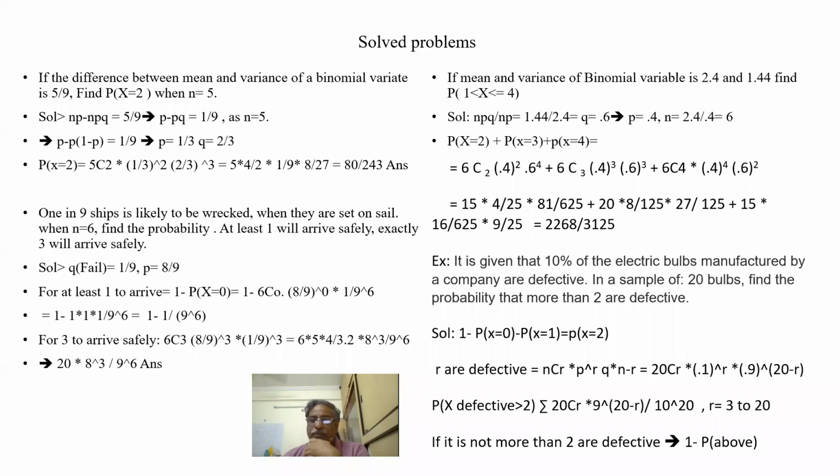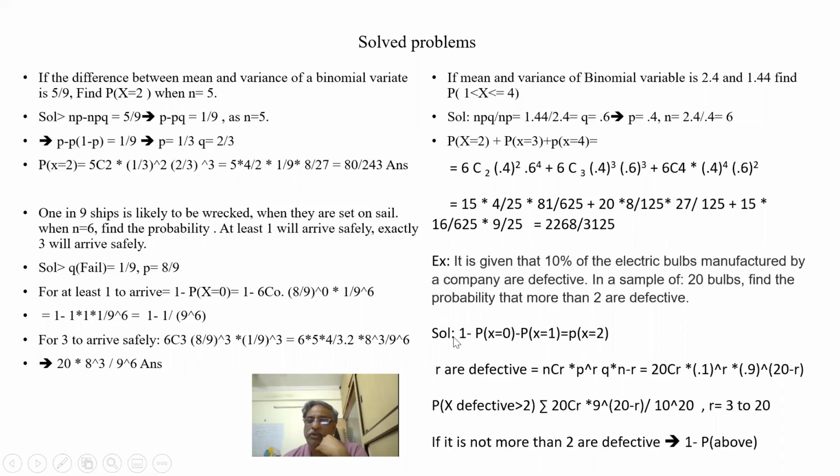This can be done in 2 ways. Find the probability that more than 2 are defective. So I am putting probability of more than 2 from 3 to 20: 20C r, with p as 0.1 and q as 0.9 meaning 9 by 10, so 9/10 to the power of 20 minus r into 1/10 to the power of r. I have to add this from 3 to 20.